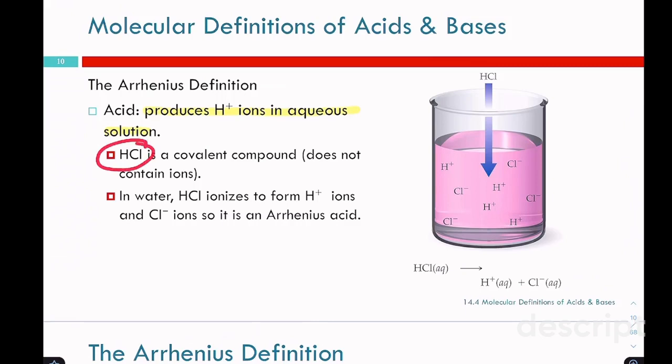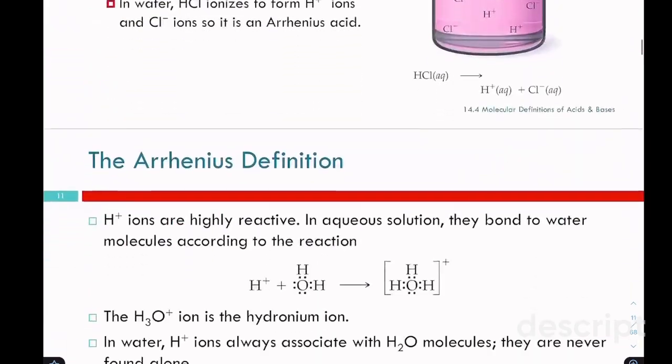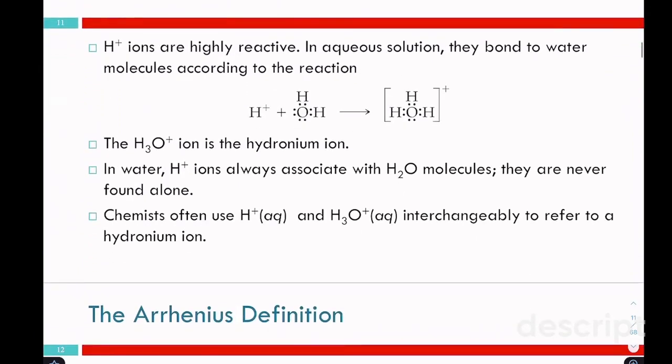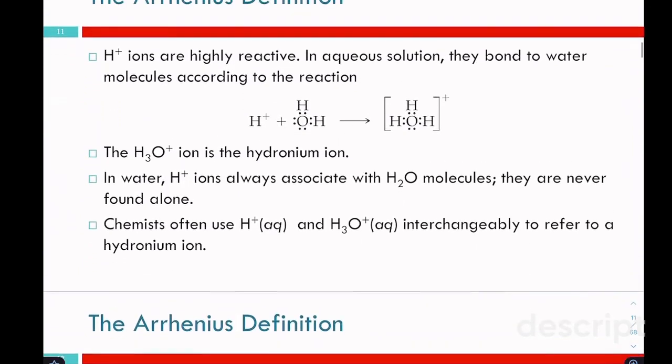So hydrochloric acid by itself does not contain any ions, but when you add it to water, the water ionizes it, breaks it apart into the hydrogens and the chlorides, which makes it a strong electrolyte, making it an Arrhenius acid. So those H+ ions are highly reactive, and that's what causes the acids to do things. It's not the whole compound itself, it's just those H+ ions.